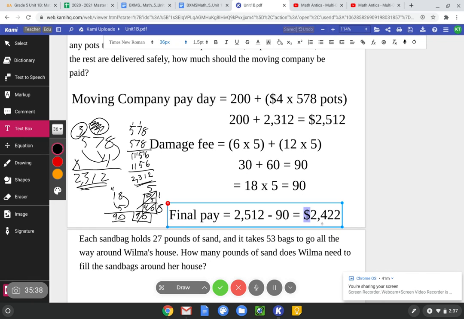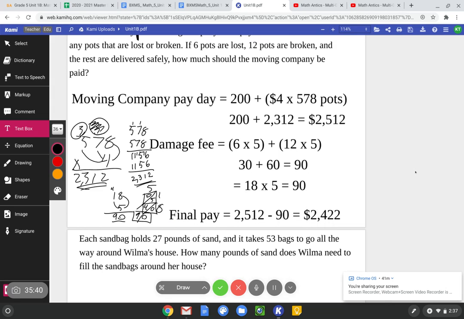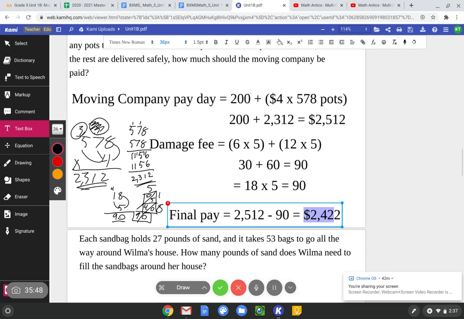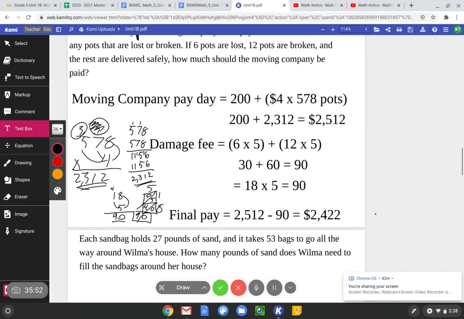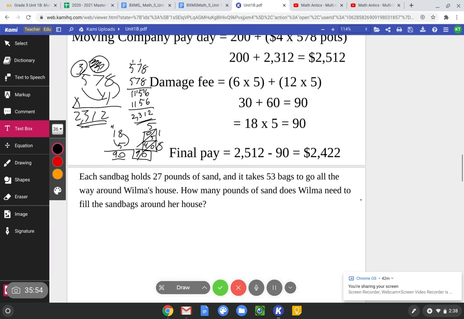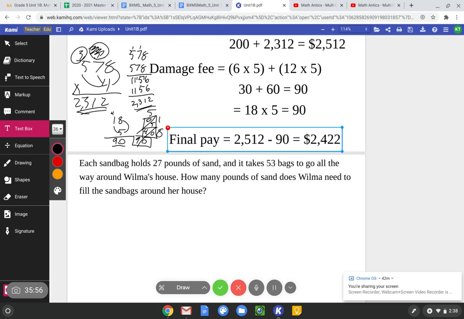Make sure you put that dollar sign, because if you don't, we're going to be like, what are they getting 2,422 of? Are they getting 2,422 gummy bears? Are they getting 2,422 pots? What are they getting? This moving company is going to get $2,422. And remember, the dollar sign always goes in front of the amount of money.